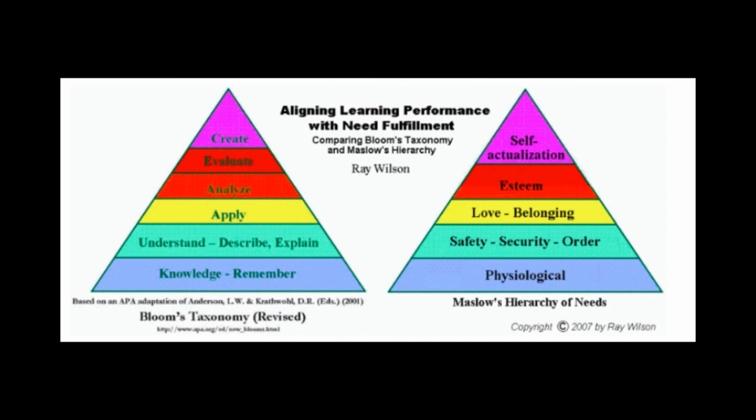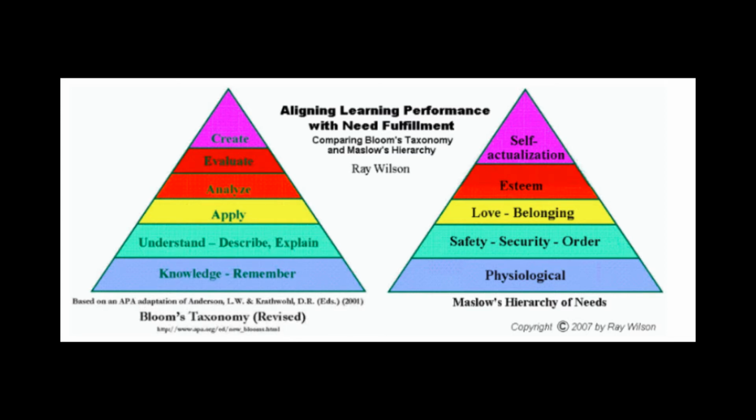Now, before I get into the few tips that I'm going to run through to give you a few pointers on how to improve your leadership skills, I want to start with two frameworks for building a solid student leadership development plan. Those two frameworks are Bloom's taxonomy and Maslow's hierarchy of needs. If you look at the two pyramids, you will see the alignment and the learning performance with need fulfillment.